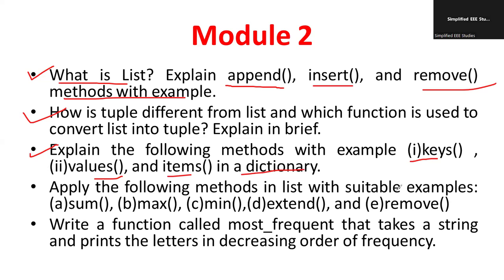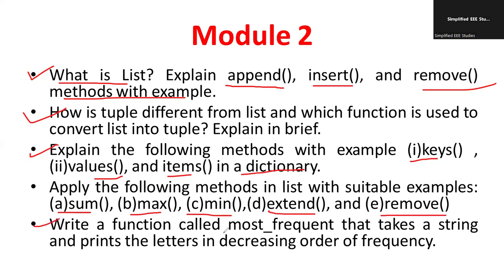Apply the following methods in the list with a suitable example. Sum, then maximum. Sum means the sum of all the items will be computed. Maximum means from the group of items you can identify the maximum value. Even minimum, you can identify the minimum value of items. With extend you can easily add two lists. Then remove, you can eliminate any particular element.